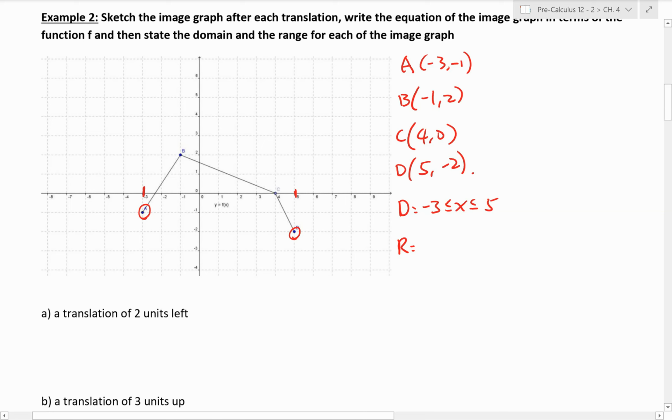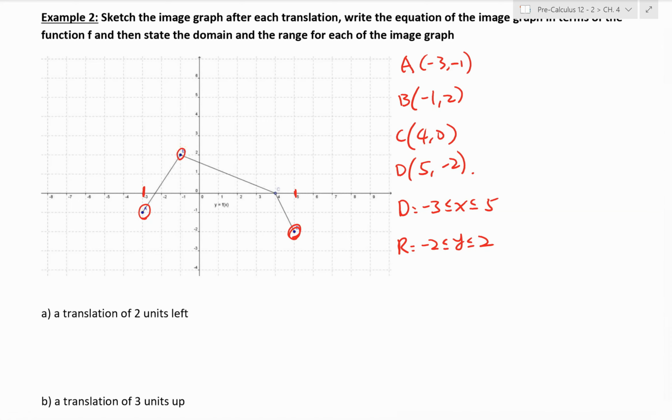Whereas range will be the possible values of y. So it goes from the lowest point, which is this point right there, D, from -2 all the way to the highest point, which is +2, at B. Okay, that's the highest point. So that's the domain and range for the original function.